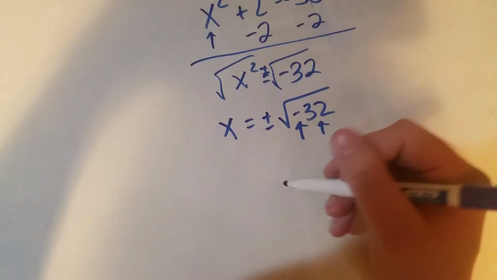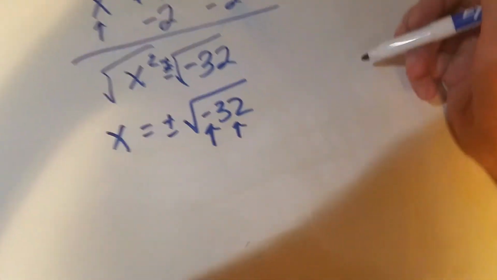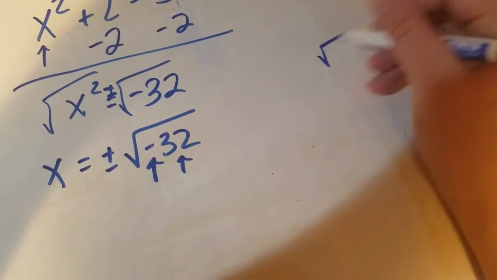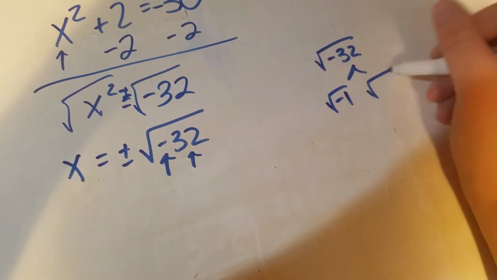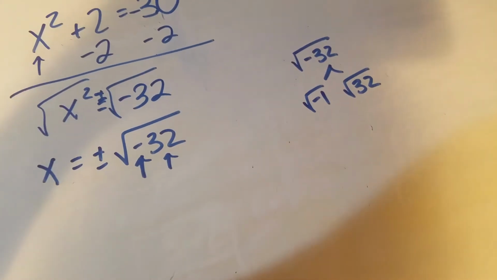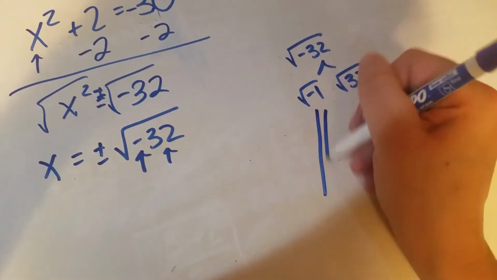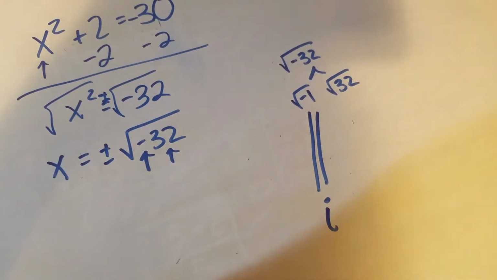So the way we break down, I'm going to ignore the plus minus and do this as side work. We take the square root of negative 32. We're always going to break out the square root of negative 1 first, and then whatever that number is. The square root of negative 1 is always going to give us an i somewhere.